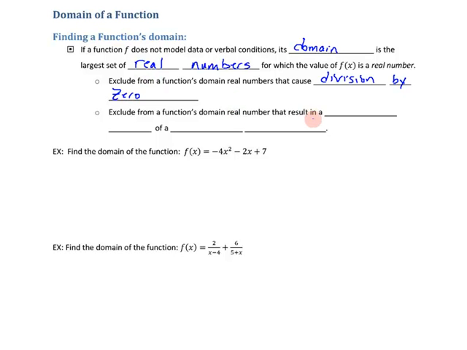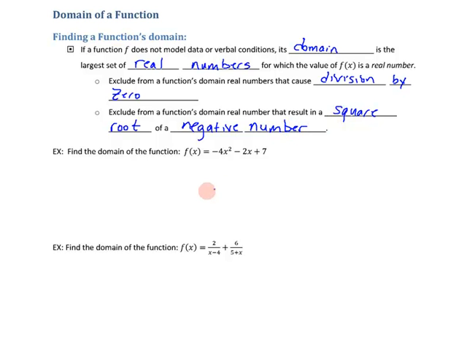And we're also going to exclude from the function's domain any real number that results in the square root of a negative number. Remember, because we cannot take the square root of a negative number, as we covered back in chapter 1.